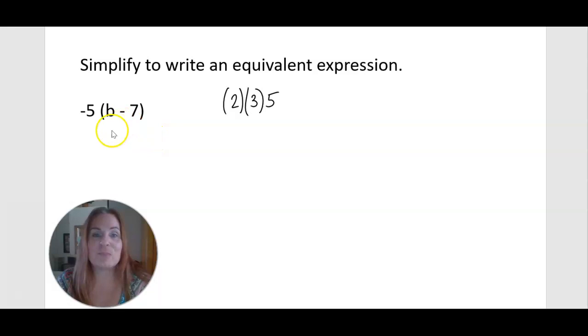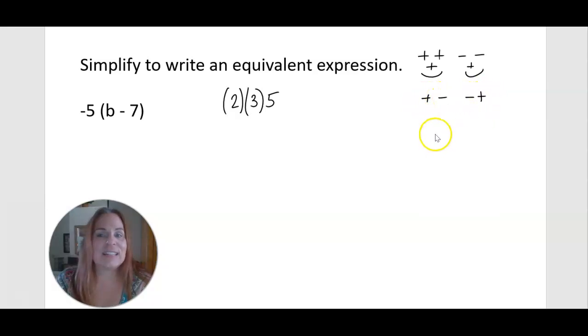So let's do it. Just a reminder, when the signs are the same, right, the answer is positive. And this is for multiplication and division. When the signs are different, the answer is negative. All right, again, just for multiplication and division. All right, so let's do it. So I'm going to distribute this -5.